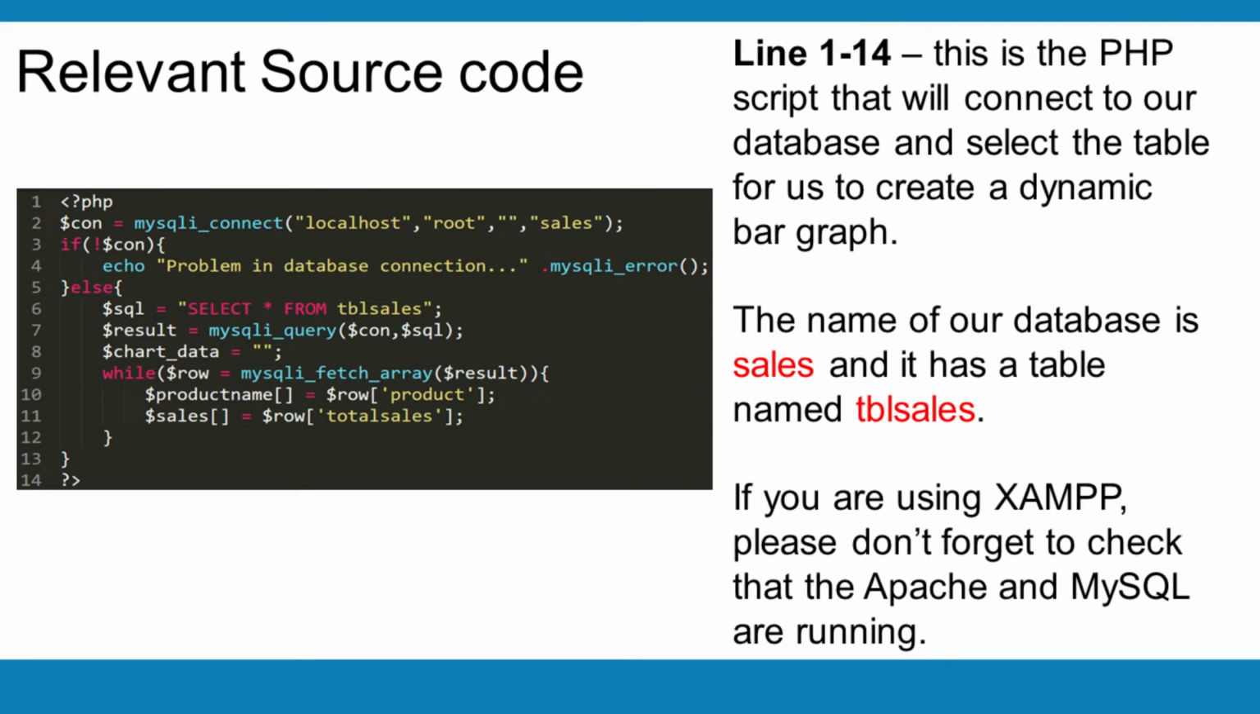Line 1 to 14. This is the PHP script that will connect to our database and select the table for us to create a dynamic bar graph. The name of our database is sales and it has a table named TBLSales. If you are using XAMPP, please don't forget to check that Apache and MySQL are running.